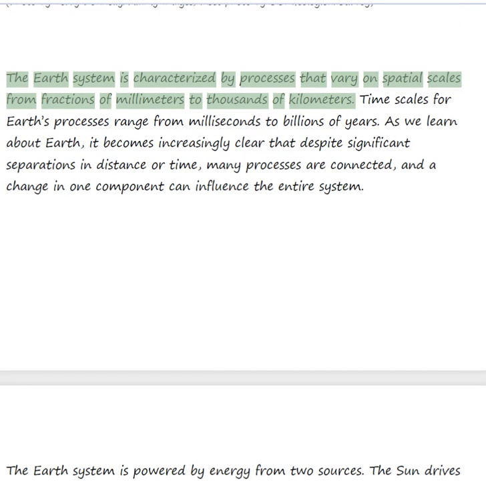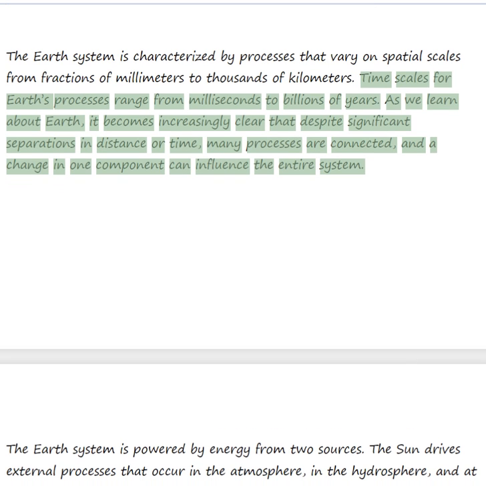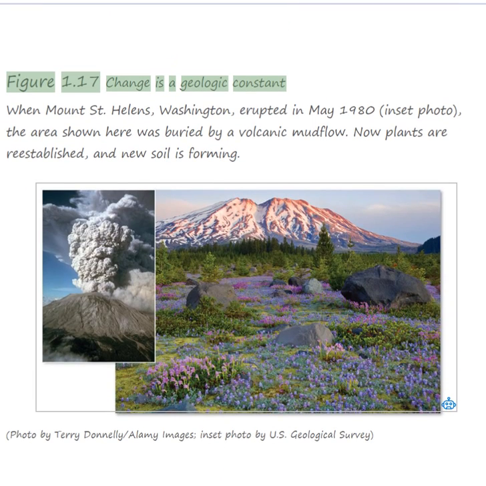The Earth system is characterized by processes that vary on spatial scales from fractions of millimeters to thousands of kilometers. Time scales for Earth's processes range from milliseconds to billions of years. As we learn about Earth, it becomes increasingly clear that despite significant separations in distance or time, many processes are connected, and a change in one component can influence the entire system. Figure 1.17: Change is a geologic constant.